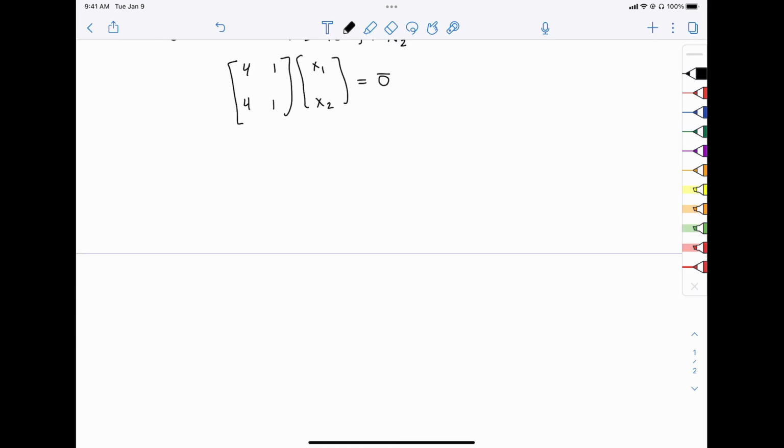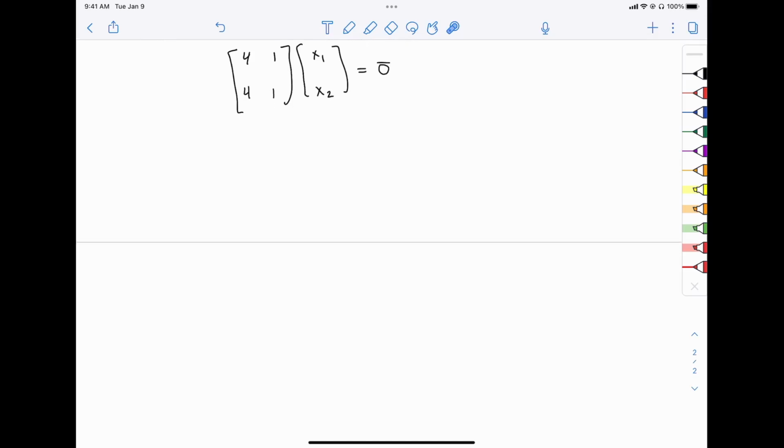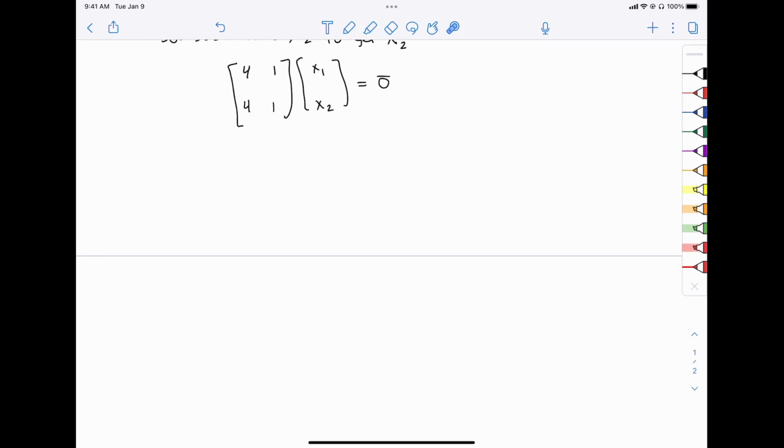But right off the bat, we don't need to, simply because we see that this row here is exactly the same as the first row. So we can already say that the rank is going to be equal to 2. So basically, we can rewrite this as that.